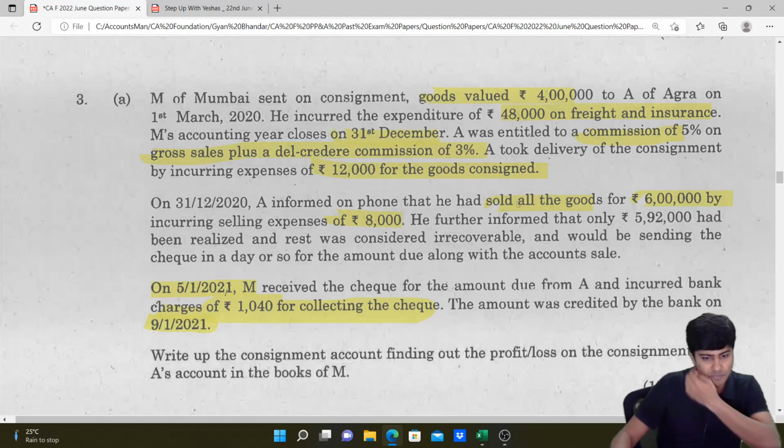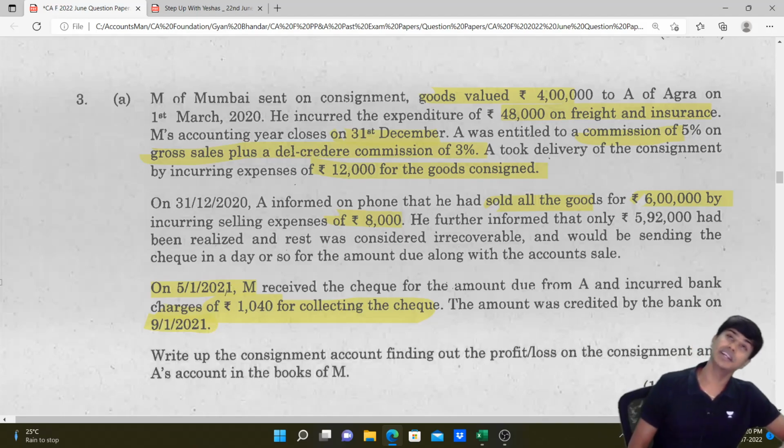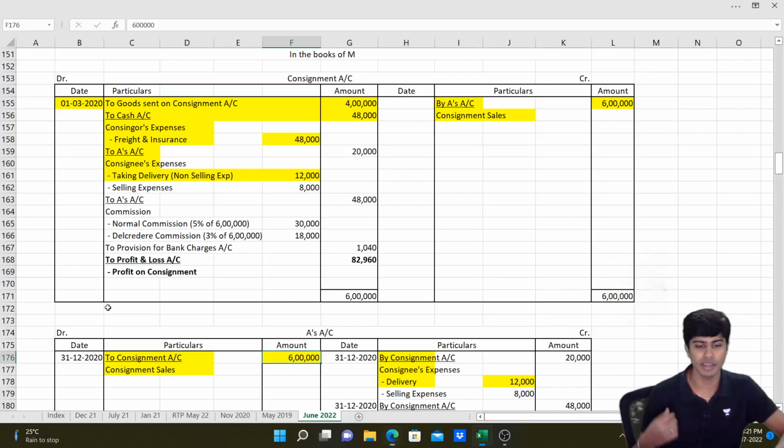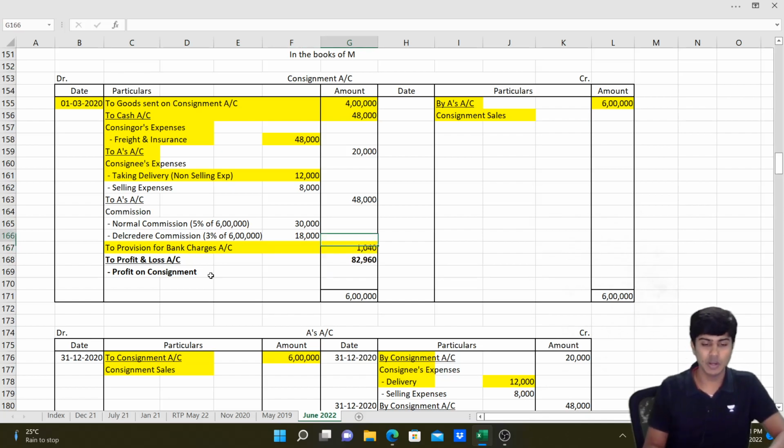He further informed that only 5,92,000 had been realized and rest was considered irrecoverable. That we don't care. He would be sending a check in a day or so. That later he sent it on 5th of January. We will write it in the subsequent year. But what we need to write in the current year is this 1040 rupees collecting charges. It is though incurred in the next year, we are expecting it to be incurred in the current year. Provision is created. So in my consignment account on the debit, I'll create provision 1040.